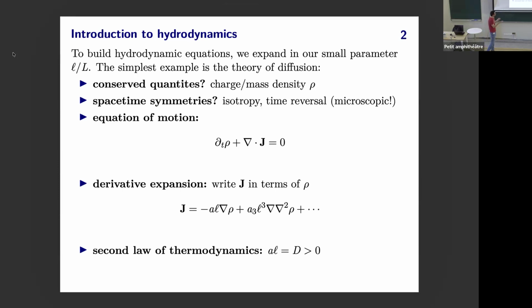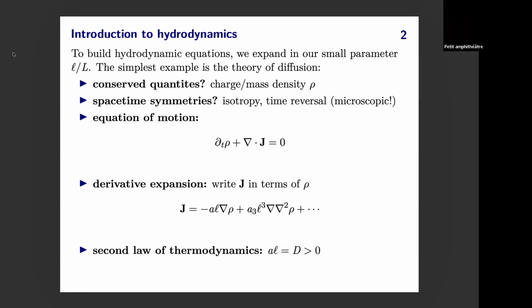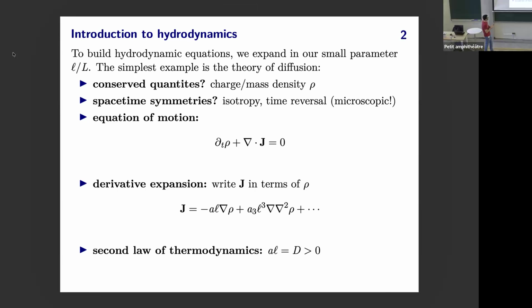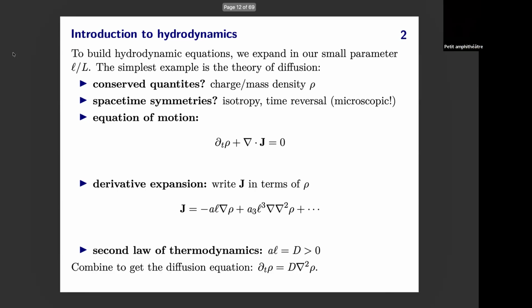Right. Then the loop is closed by asserting that we should flow towards equilibrium, not away from it, and that means this combination A times little l should be positive. Okay. And again, one can make this all a little bit more sophisticated using EFT methods, but in a nutshell, the arguments are the ones given here. Okay.